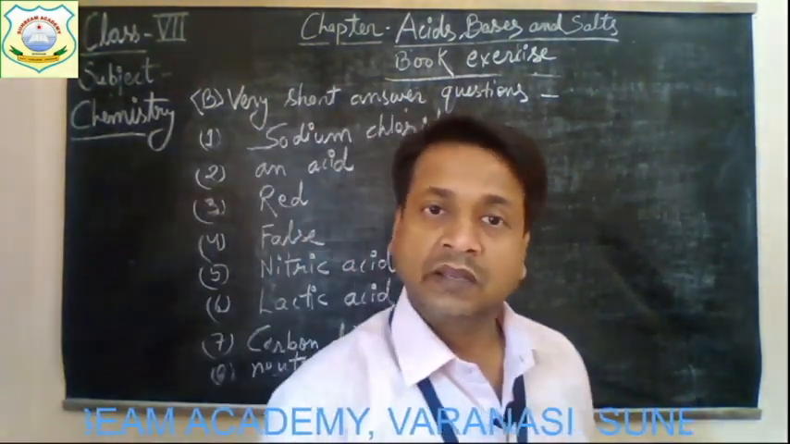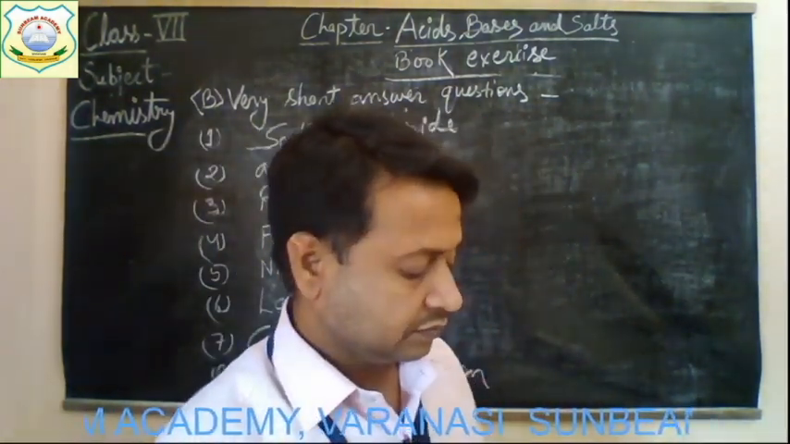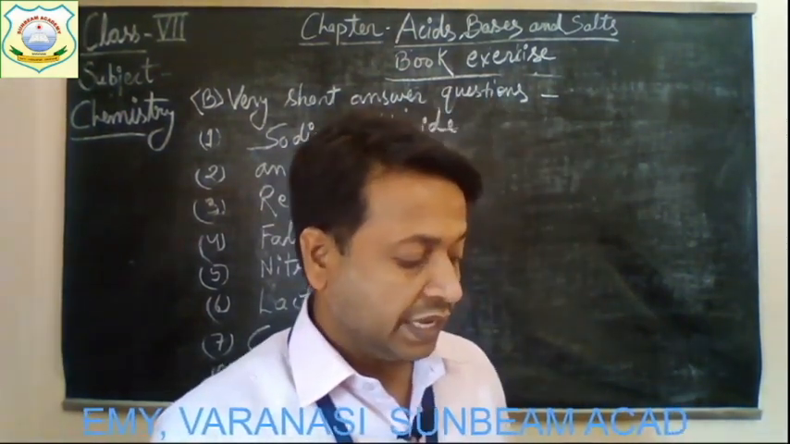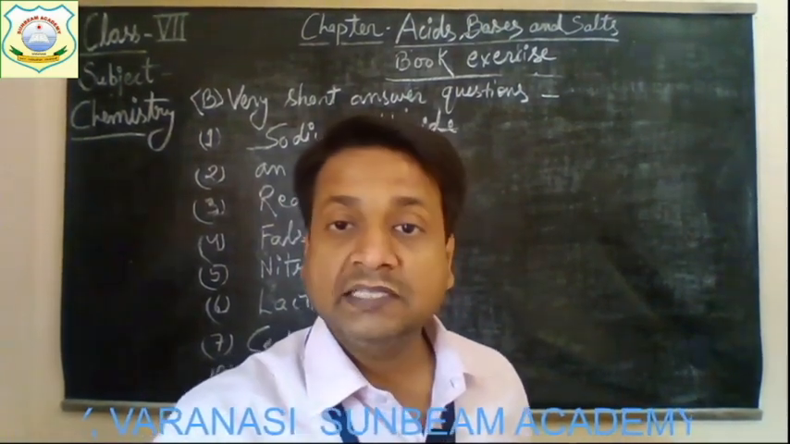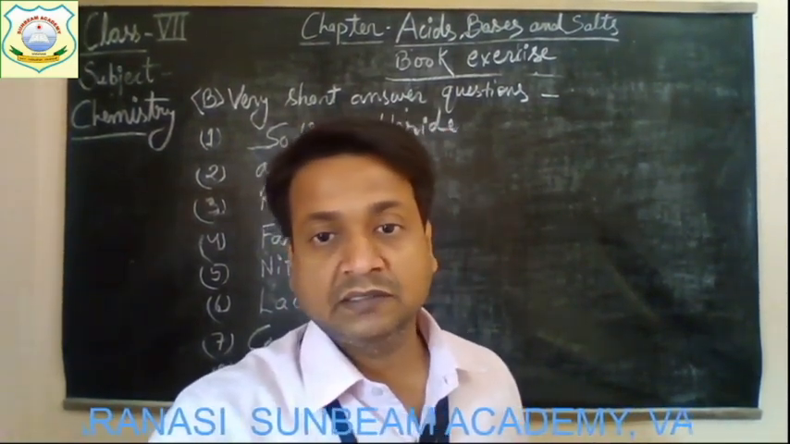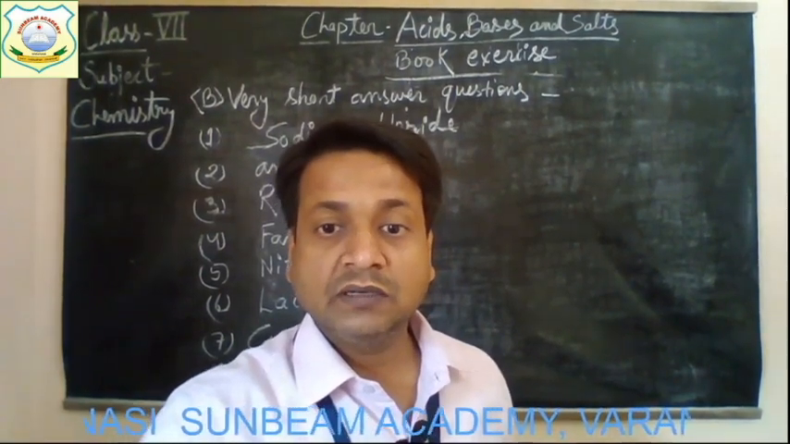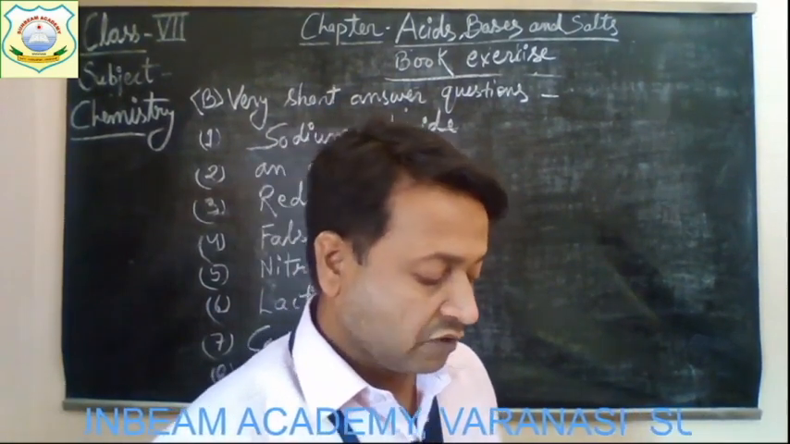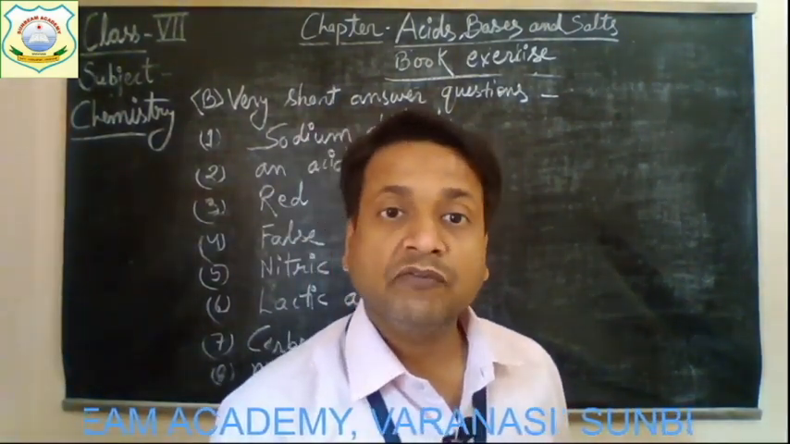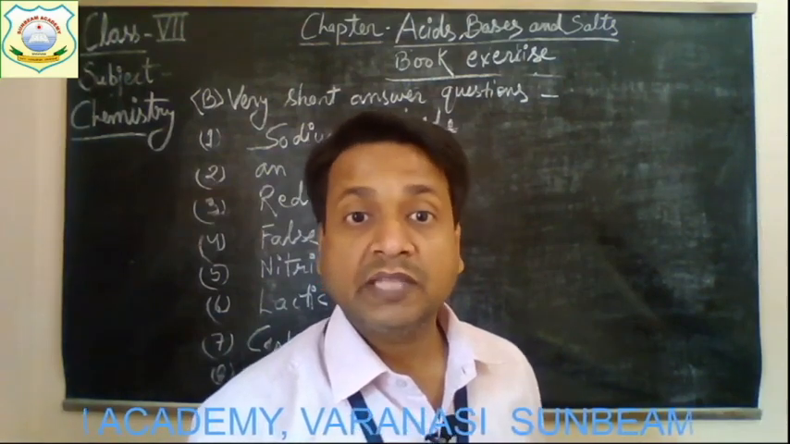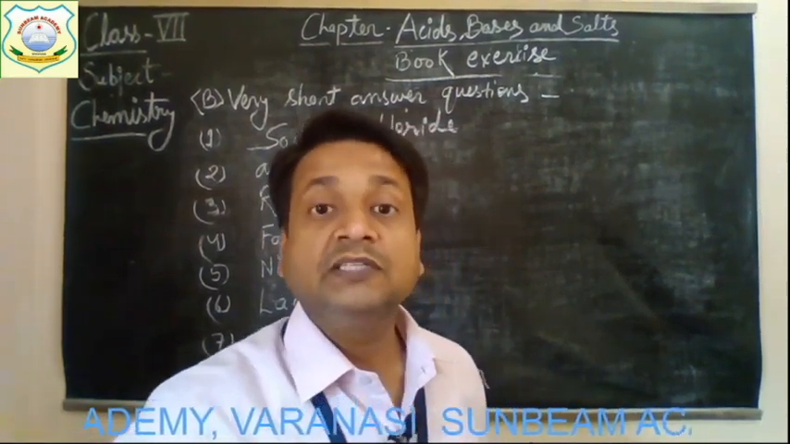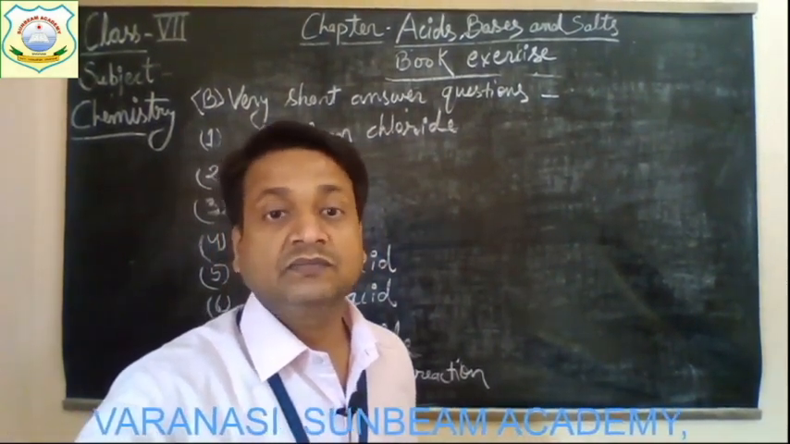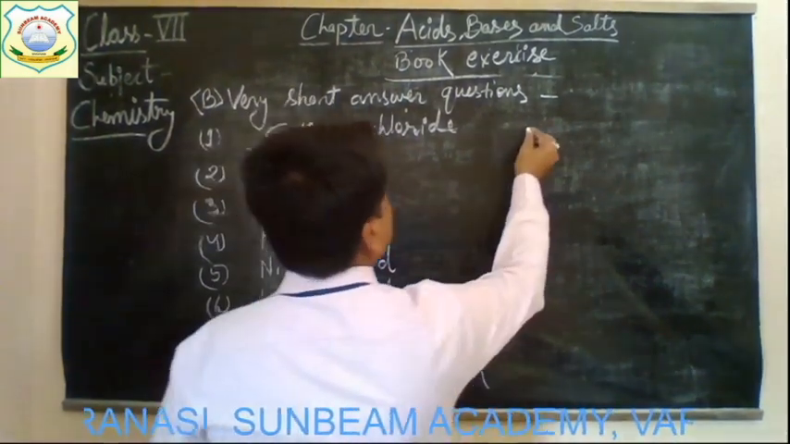Okay, now question number 9. Which acid is used in the manufacture of the fertilizer superphosphate? Understood, children, the question? Again, I am going to repeat. Which acid is used in the manufacture of the fertilizer superphosphate? So children, remember that the acid which is used is sulfuric acid.